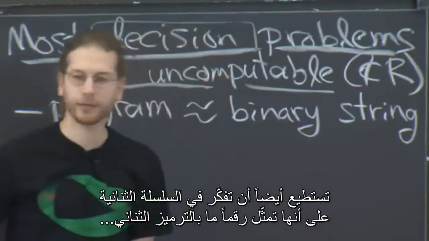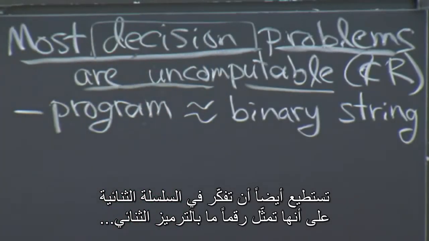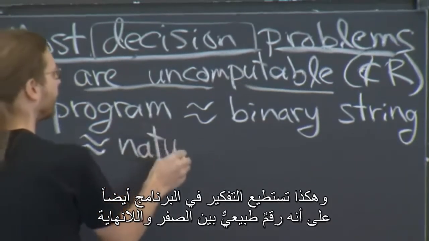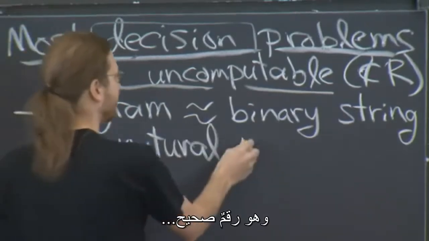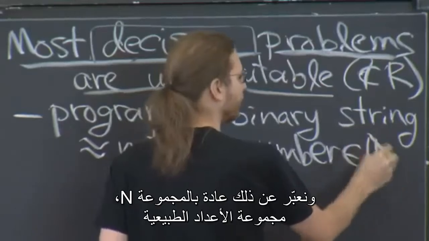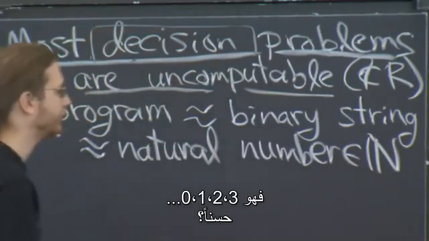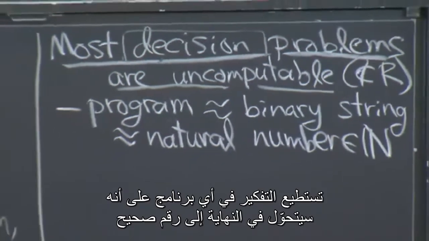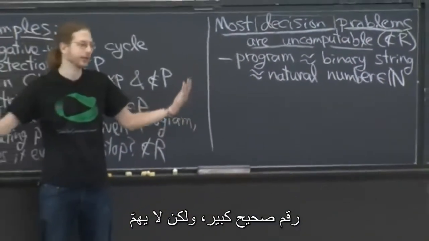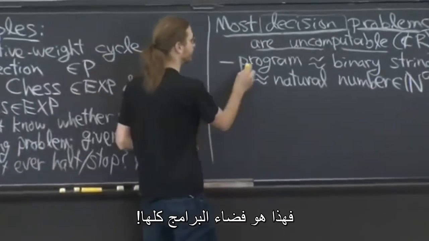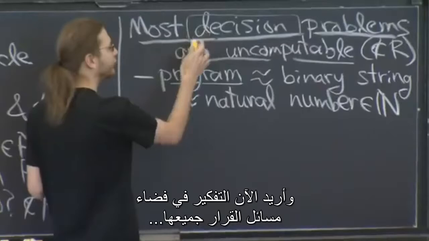Now, you can also think of a binary string as representing a number in binary. So you can also think of a program then as a natural number, some number between 0 and infinity, an integer. So usually we represent this as math bold N. That's 0, 1, 2, 3. You can think of every program as ultimately reducing to an integer. It's a big integer, but hey, it's an integer. So that's the space of all programs. Now I want to think about the space of all decision problems.